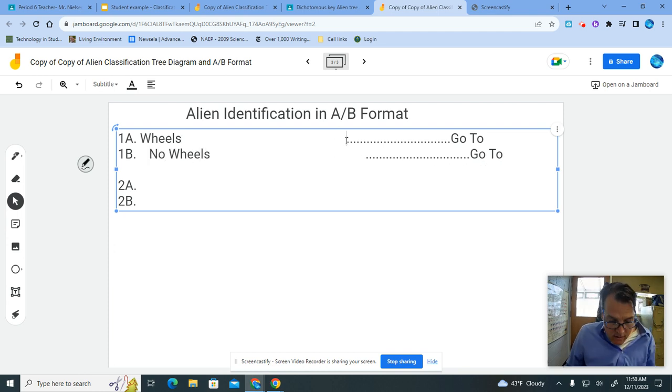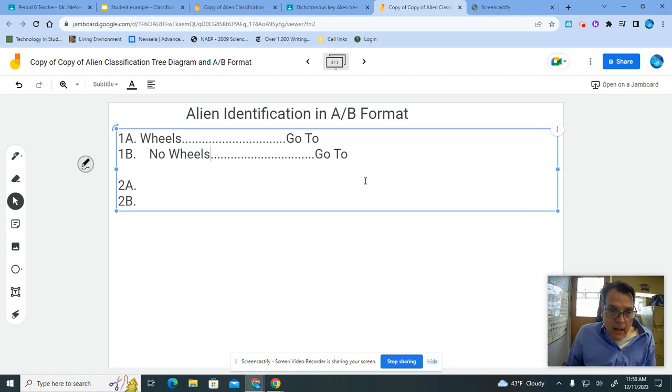Okay, we're just going to attach these dots right here. The dots are just spacers. They just keep everything kind of together. I'm going to add a few more dots, which is just the period key. Okay, I'm going to get rid of this go to for now. I'll tell you why in a minute. And that's it. And now we're ready to go to 2A and 2B.